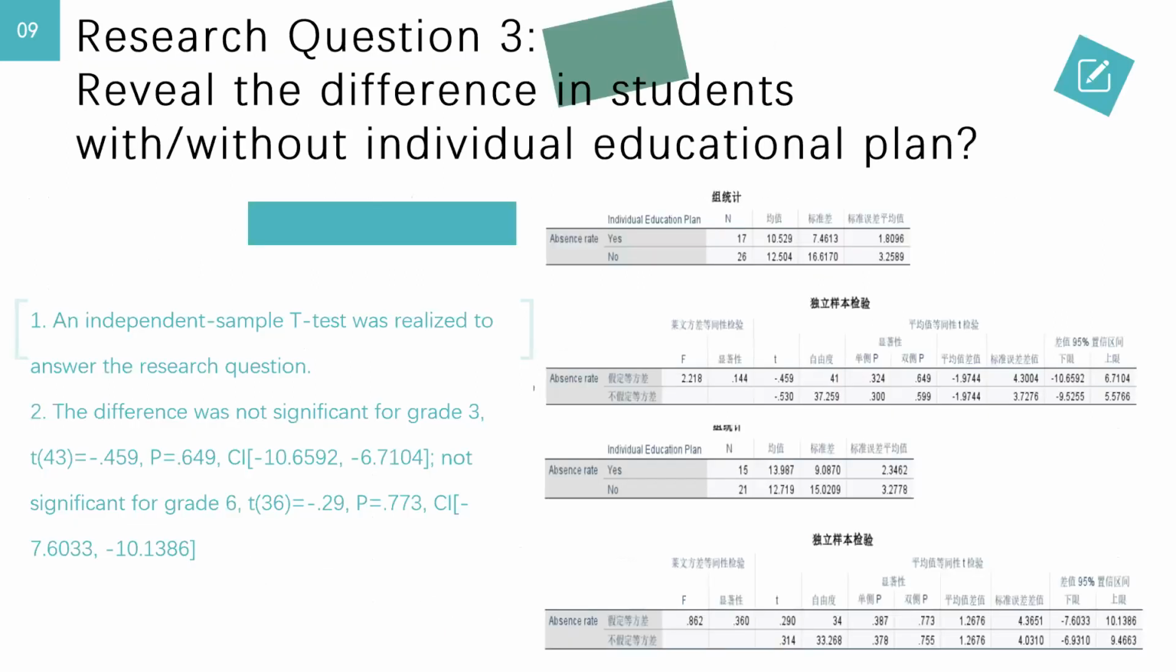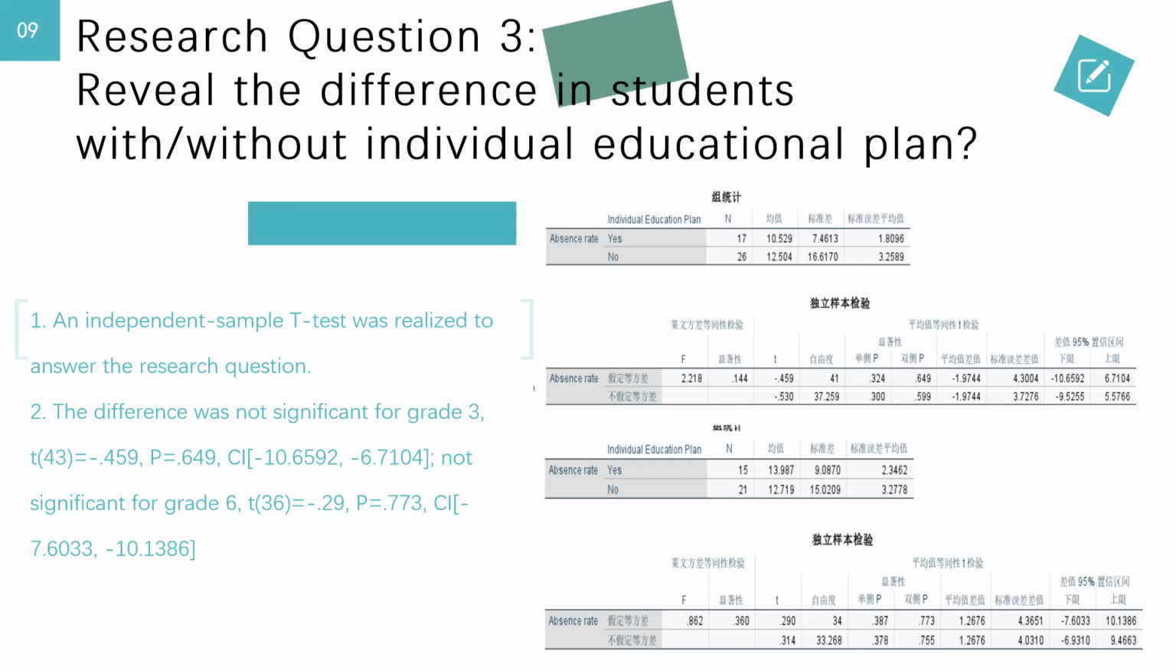Now we are answering research question 3, to reveal the differences in students with or without individual education plans. That means, are there any important effects regarding the student having or not having an individual education plan? To answer this question, an independent samples t-test was performed.